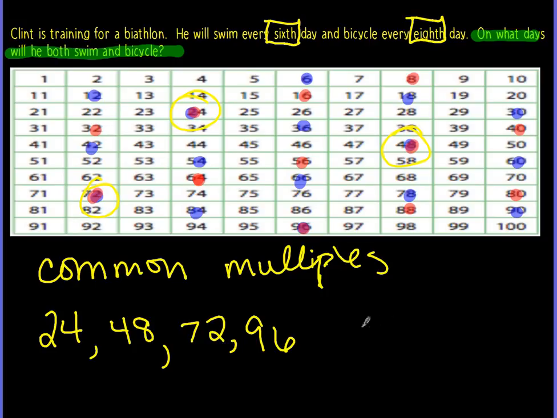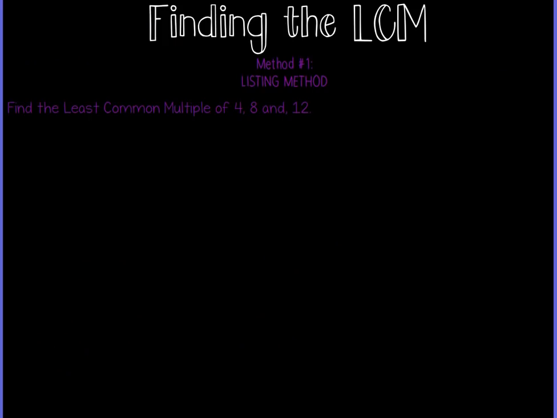Okay, and that's where the LCM can really help us, because if we want to know the first day that it'll happen, it's that smallest LCM. But we're not always going to have a chart like this to go through and highlight and do all this work. So I'm going to give you a couple different methods for finding the LCM. So first, you can use the listing method.